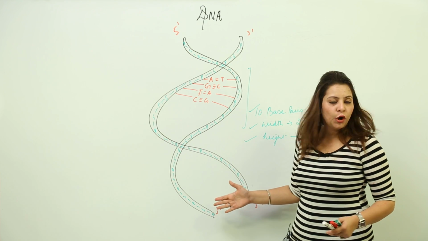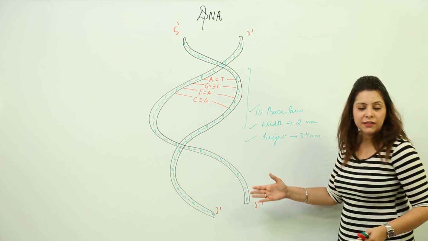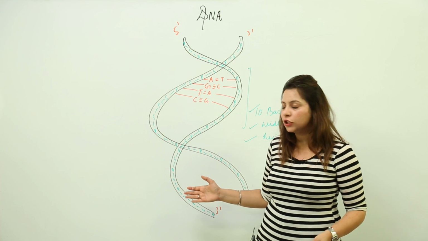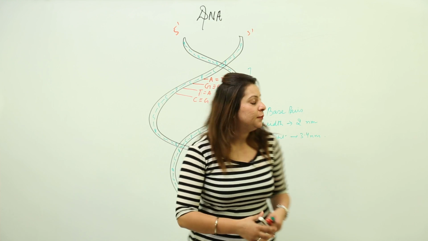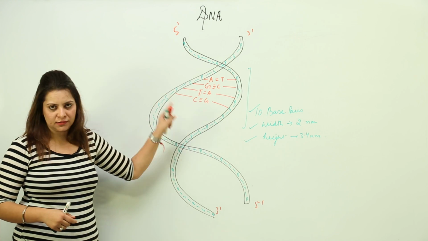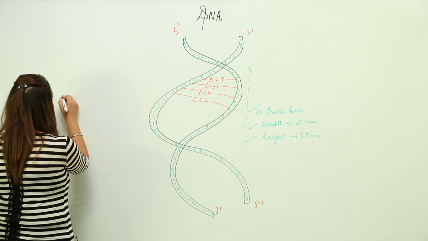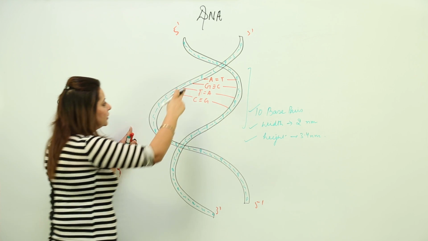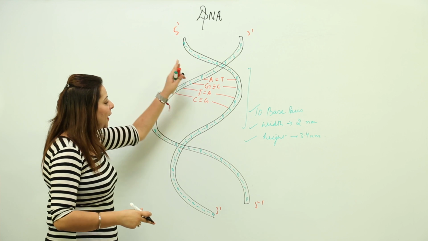So this is the model for the DNA, and you know that this model was given by Watson and Crick, and for this they were awarded the Nobel Prize also. According to them, DNA consists of two strands, as you can see, and these strands are highly coiled. As you can see, they are coiling around, forming a spiral staircase.